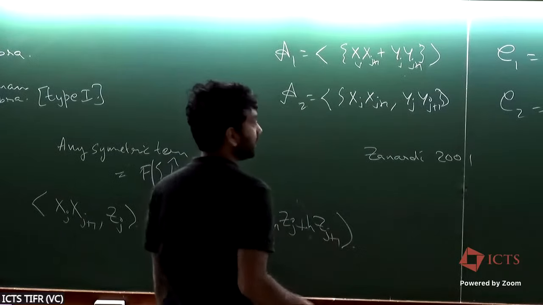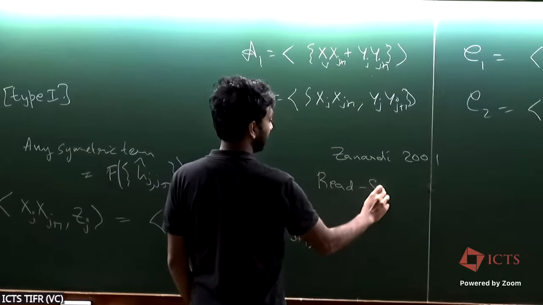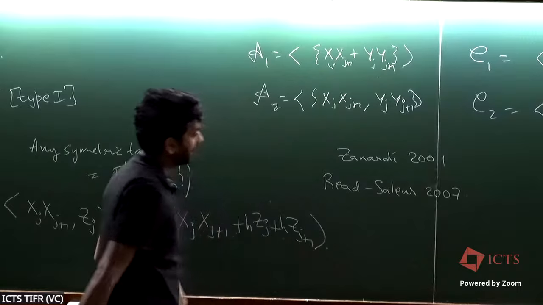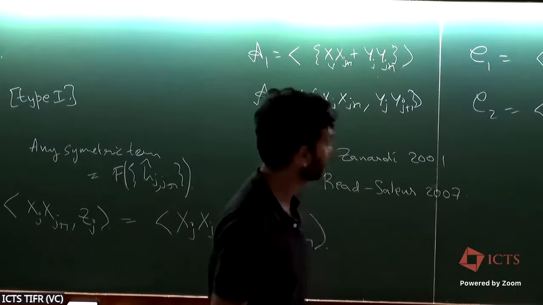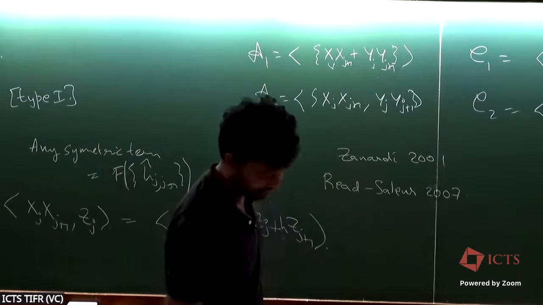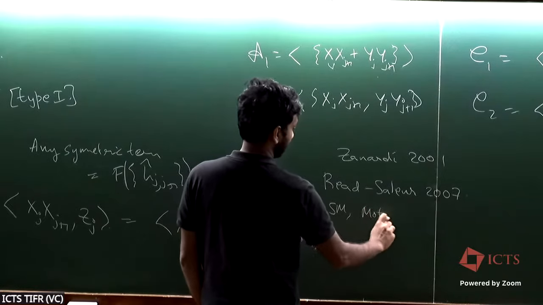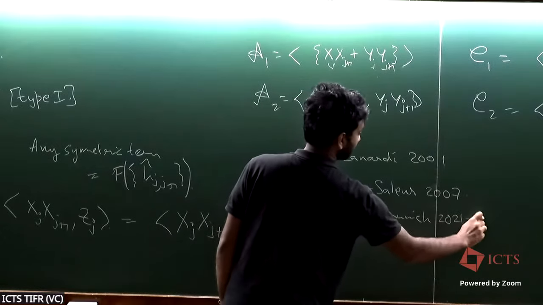The paper which we were very inspired by was a paper by Reed and Salure in 2007, where they apply this way of thinking about symmetries in terms of these bond algebras to some exotic cases, which I will maybe discuss later. And then we applied it to a much larger set of symmetries in 2021 to 2023.